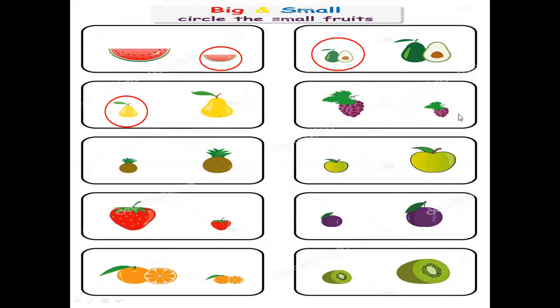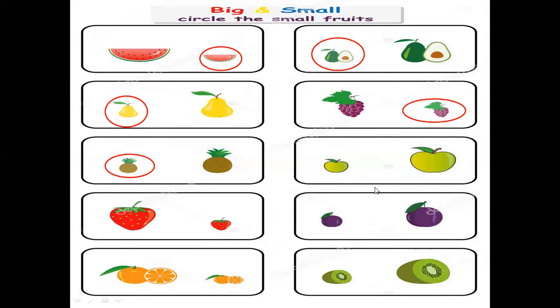There are two bunches of grapes, okay. So we are going to select the small one. This one is big and this one is small, so we select the small one, okay. Now again there is a picture of pineapple. This one is big pineapple and this one is a small pineapple. So select the small one, okay? Select the small one because we are going to find the small fruit.